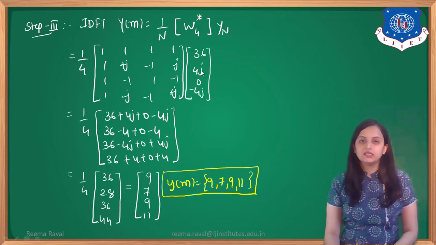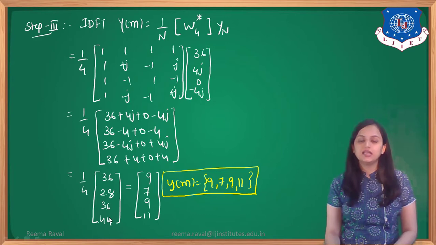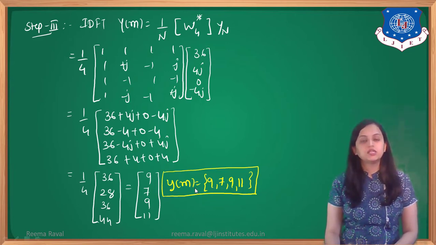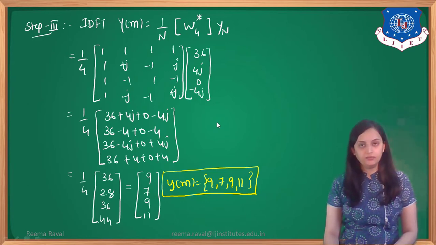If we do the matrix multiplication, we will get the values 36, 28, 36, 44. It is to be divided by 4 for each and every element. So we will get the answer 9, 7, 9, 11. So here the original sequence y of n will be equal to 9, 7, 9, 11. That means this is the circular convolution obtained from the DFT and IDFT method.